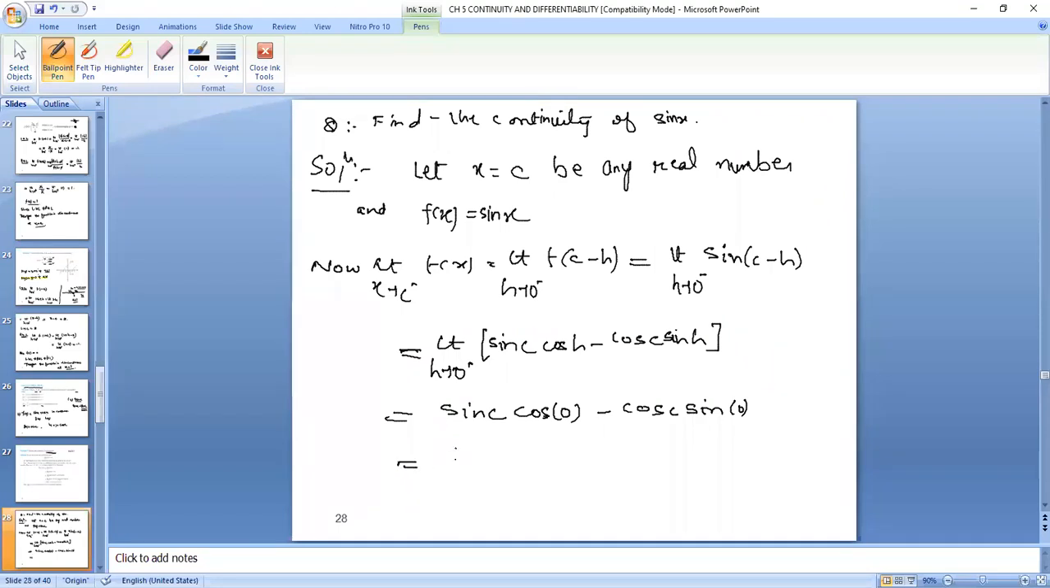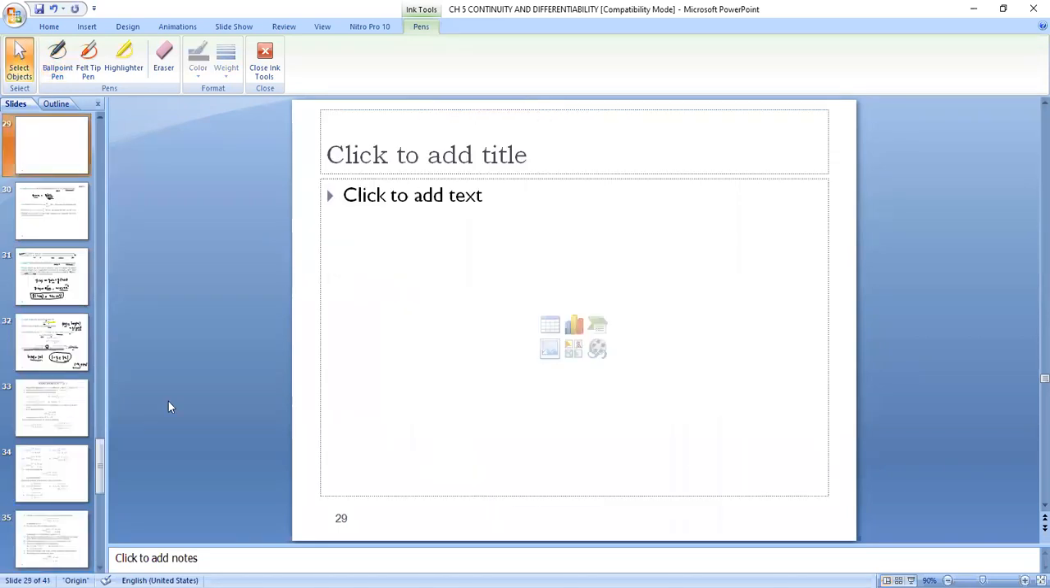So it is sine C into cos 0 is 1 minus cos C sine 0 is 0. So it will be equal to sine C. So we are having left hand limit equal to sine C. Now we will find the right hand limit.